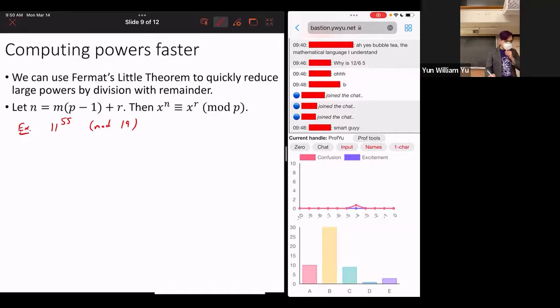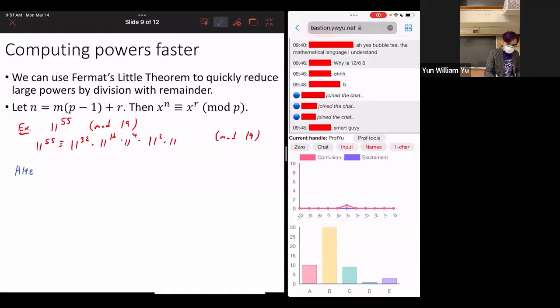And that allowed you to figure it out. So you could do it this way. 11 to the 55 is equivalent to 11 to the 32 times 11 to the 16 times 11 to the 4 times 11 squared times 11 mod 19. This is painful. I mean, it's less painful than writing that one by one, but it's still a little bit painful, right? It turns out you can do it even faster.